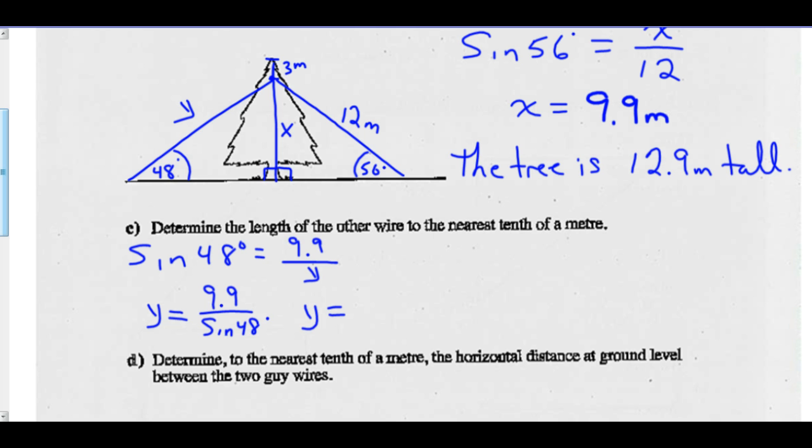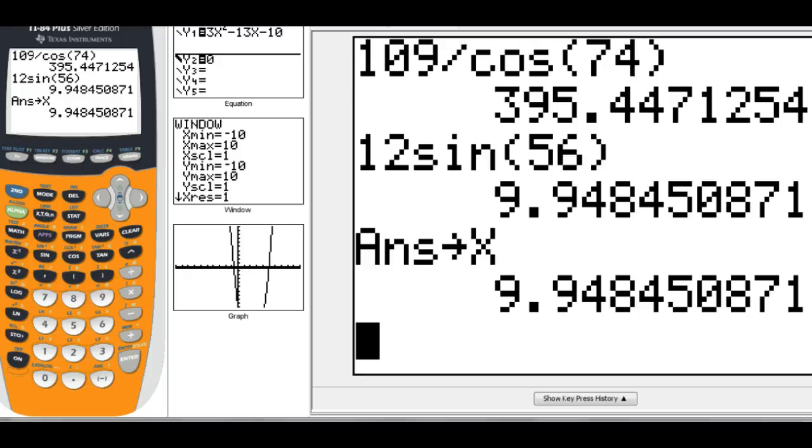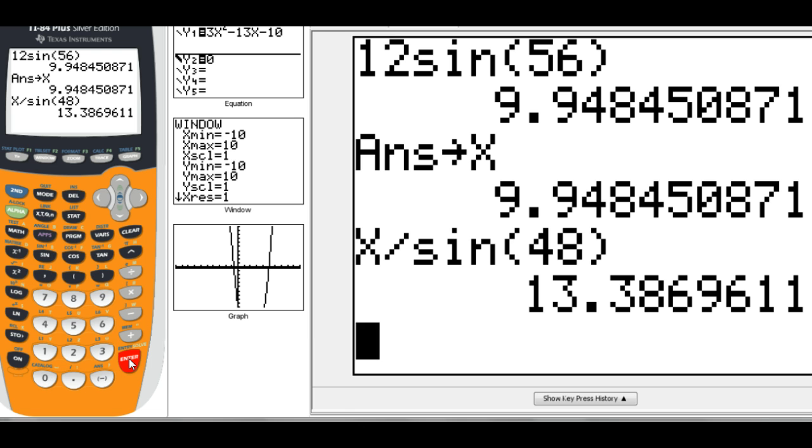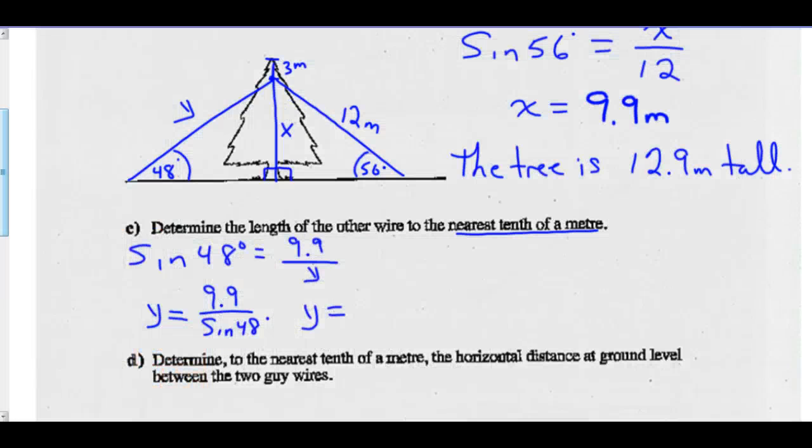So y to the nearest tenth of a meter, calculator work. So 9.9 divided by the sine of 48. But I've got that whole measure in my calculator as x. So x divided by the sine of 48. That way I keep all the decimals and I don't round. So guy wire y is 13.4, to the nearest tenth of a meter, 13.4 meters.